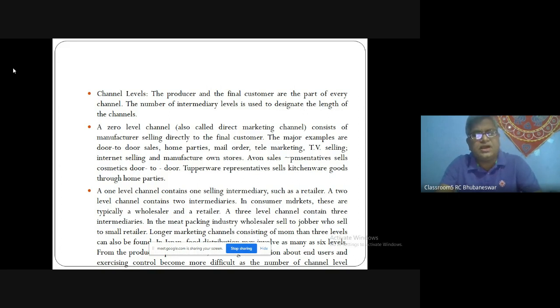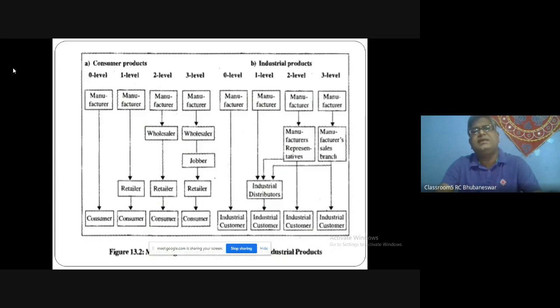If I am talking about intermediaries, it means some middleman is there, one middleman, two middlemen, three middlemen. And if you talk industry wise, there are different types of middlemen through which the goods can reach a particular destination, the customer's place.